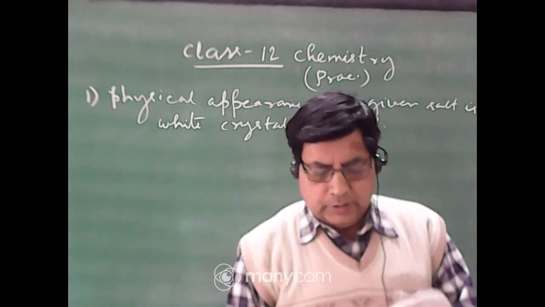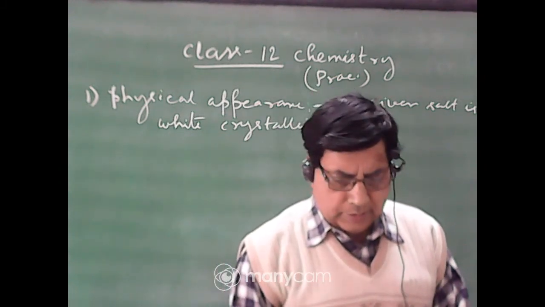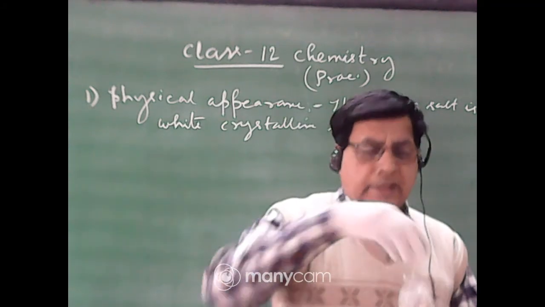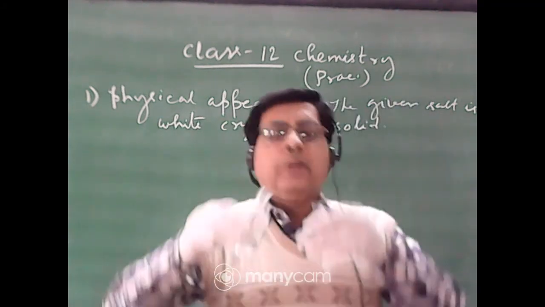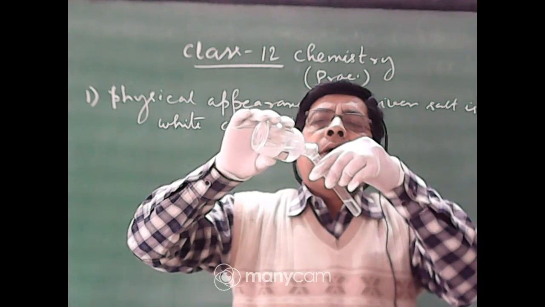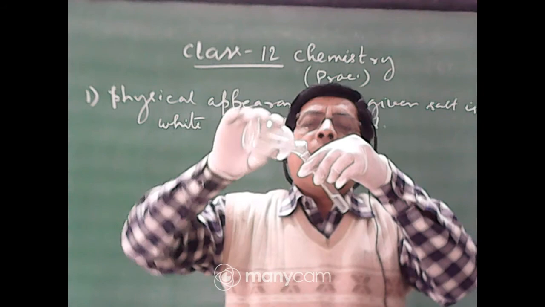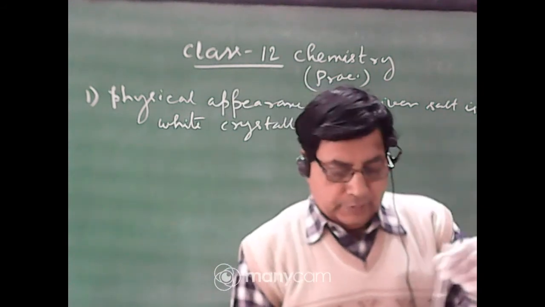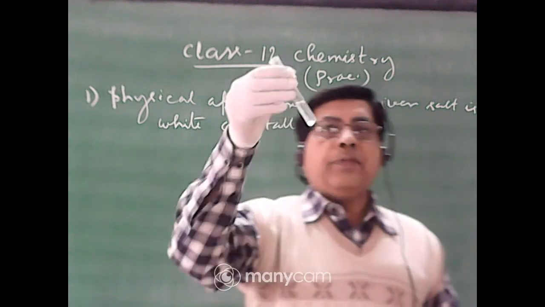Then you add ammonium hydroxide. Add a very small amount, one or two drops, and observe whether any precipitate is formed or not. No precipitate is formed. That means group 3 is absent.